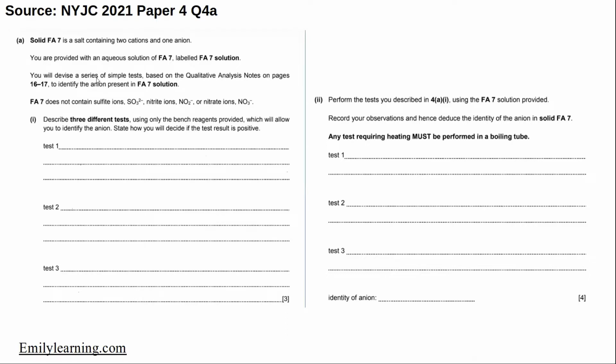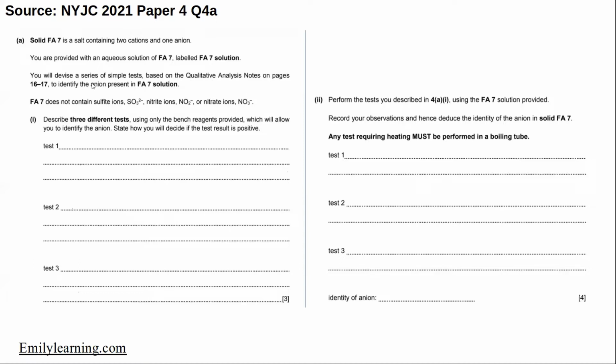Okay, next you will devise a series of simple tests based on the qualitative analysis notes on page 16 to 17. So the QA notes contain the tests for cations and ions as well as gases, and what are the confirmatory tests for these different cations, ions and gases. Okay, so you can find it usually at the last few pages of your paper 4. So that is referred to as the qualitative analysis notes. So you're asked to make use of these notes to identify the ions present in the Fa7 solution. In addition, you are also given additional information. The Fa7 does not contain sulfite, does not contain nitrite, and does not contain nitrate. So you know that you do not need to consider the test for these 3 anions.